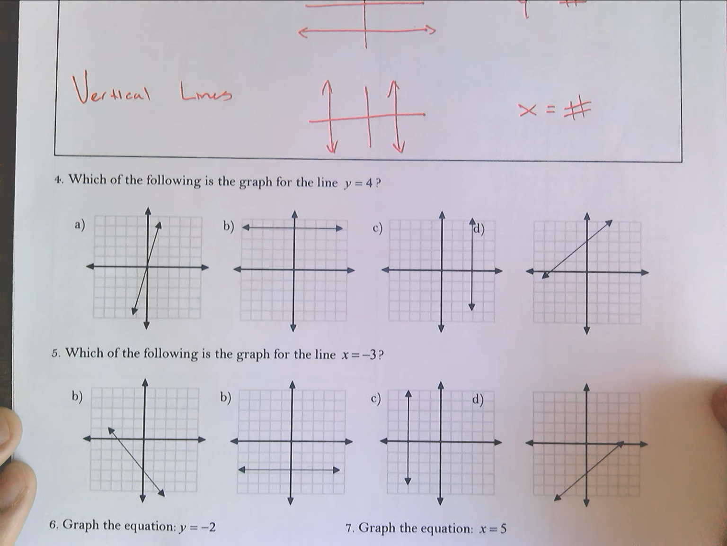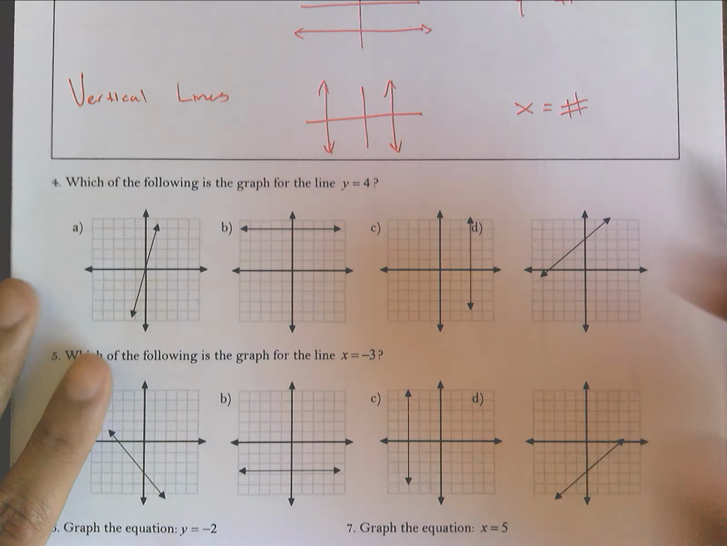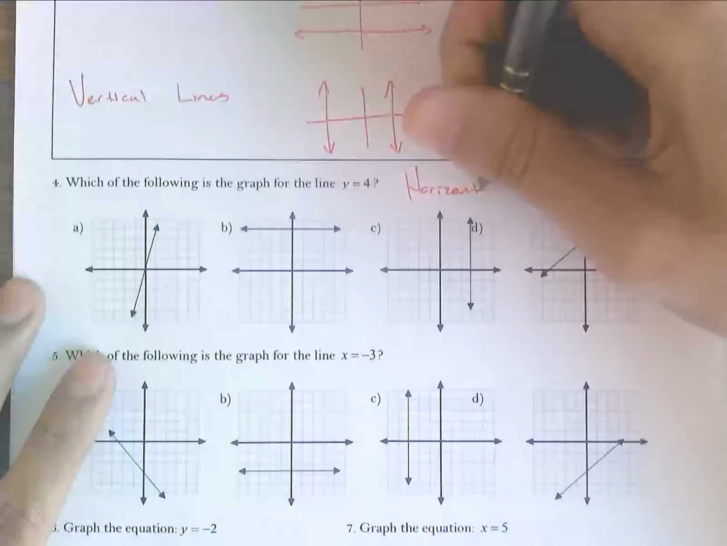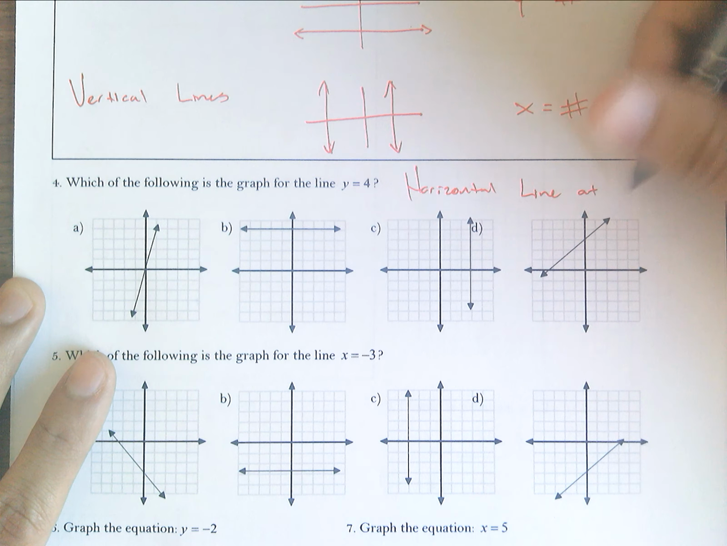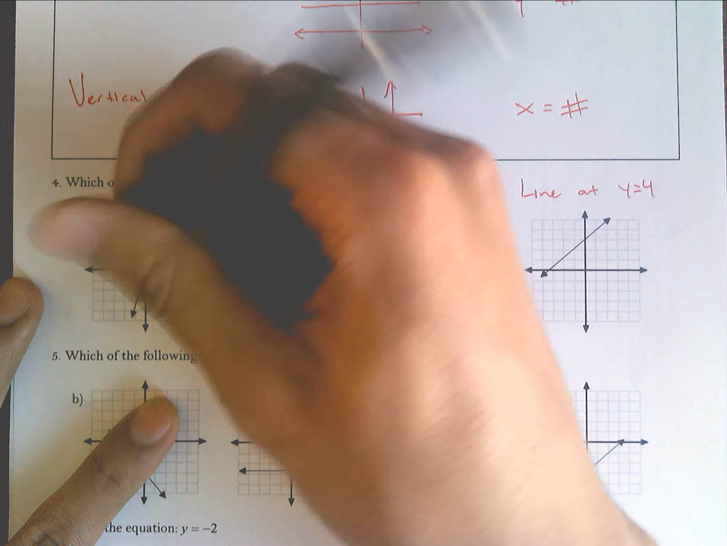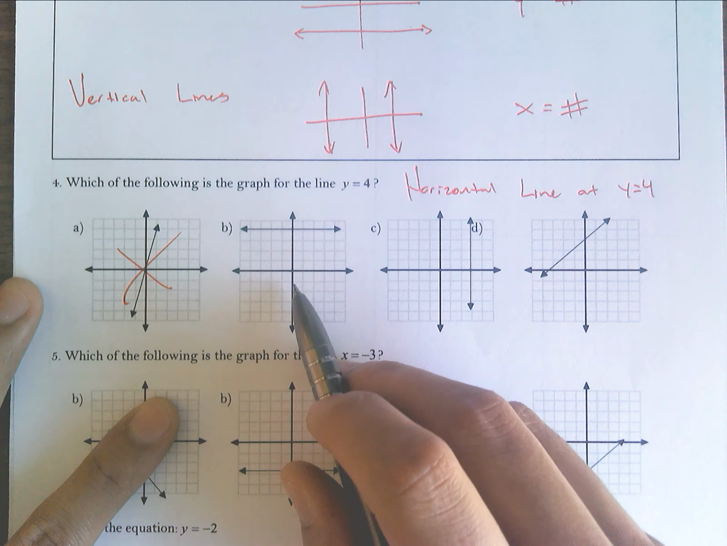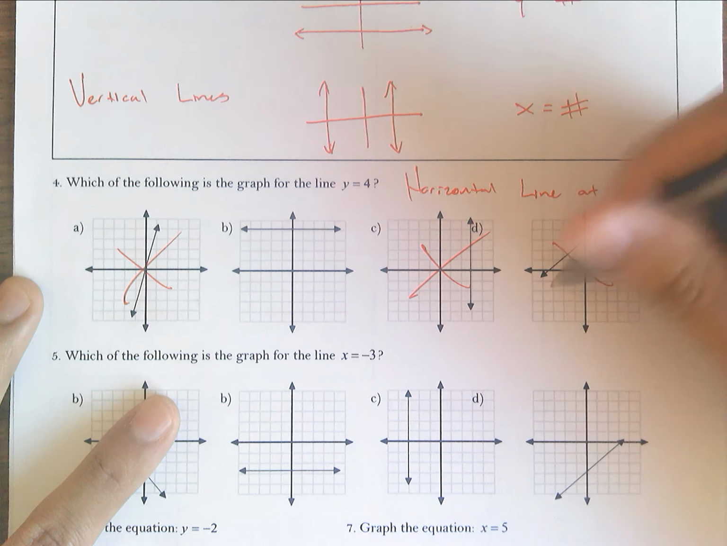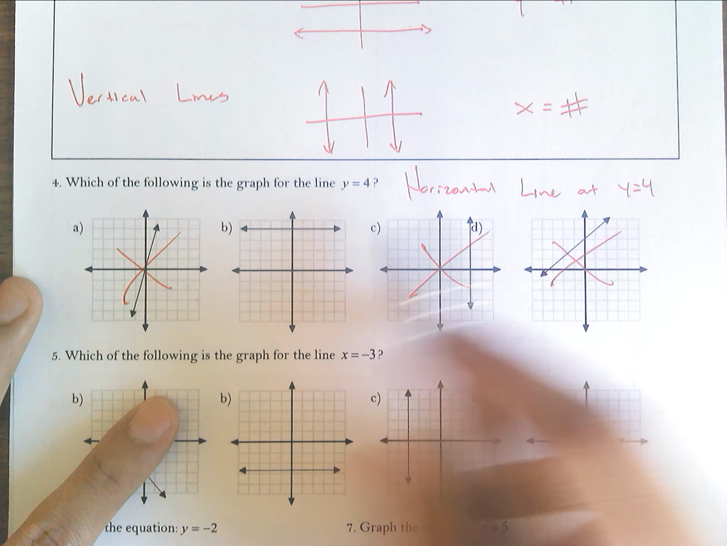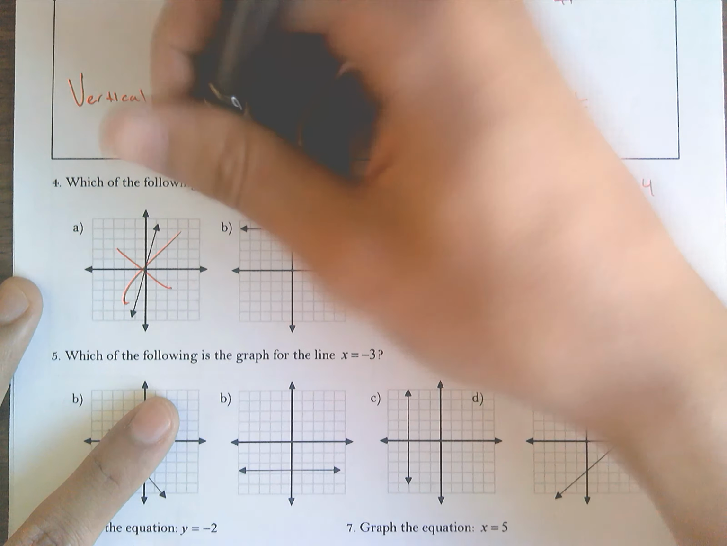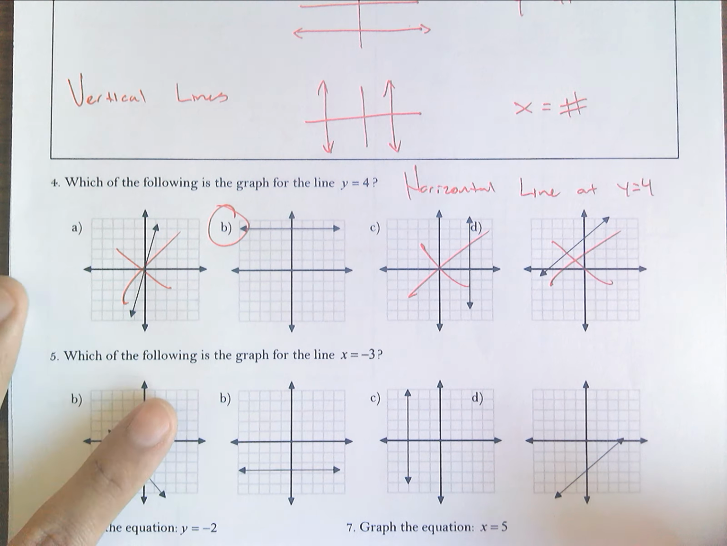Let's practice a few. Which of the following is the graph for the line y equals 4? So y equals 4 tells us that we're looking at a horizontal line at y equals 4. A horizontal line goes from right to left. Well, this one's not horizontal. This one is horizontal, so we'll look at that. This one is not horizontal. This one's vertical, so it's not that. This one's not. Let's double check this one. At y equals 4, we'll count up 1, 2, 3, 4. This is at y equals 4, so that's the horizontal line, y equals 4.